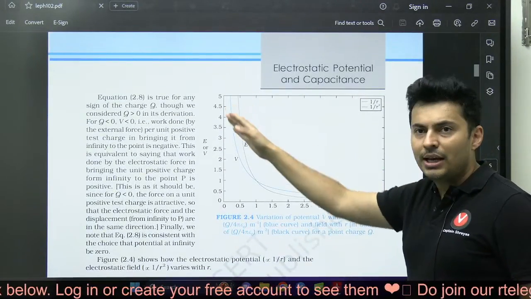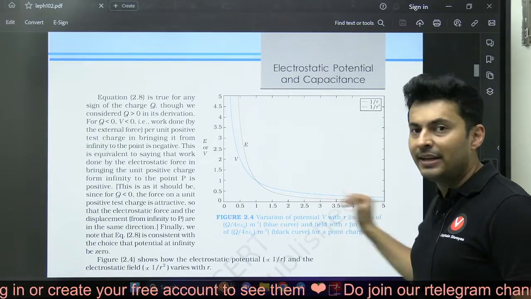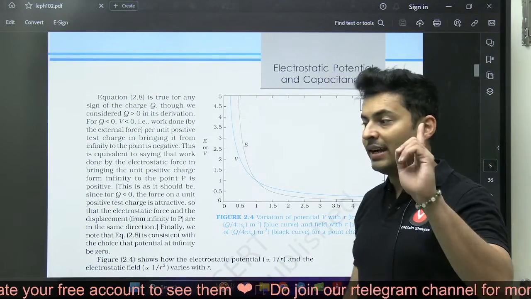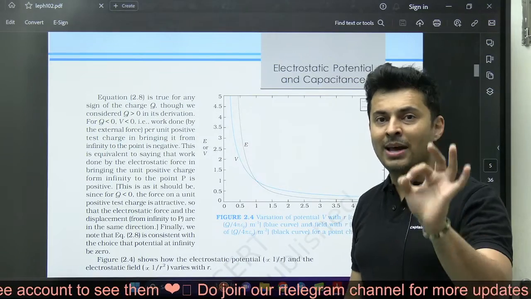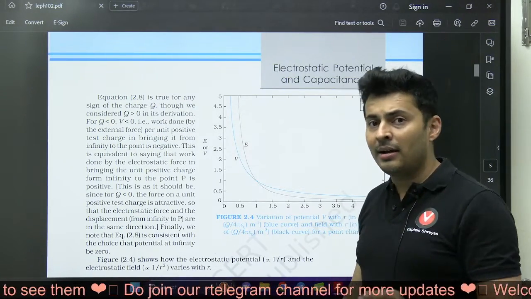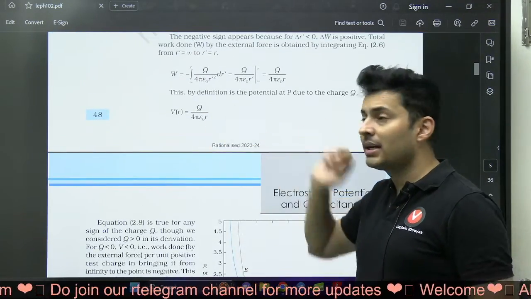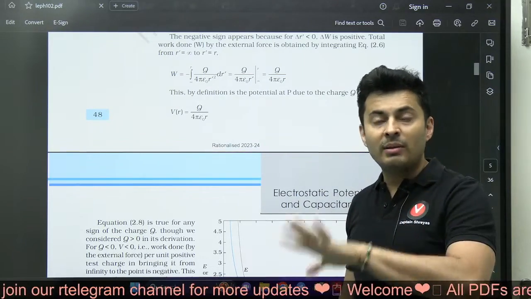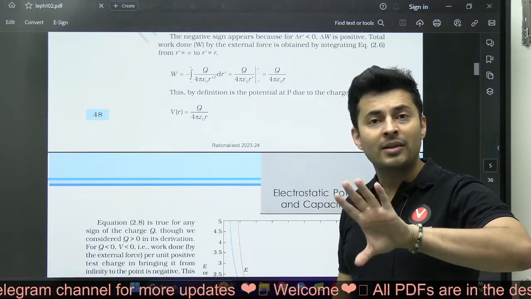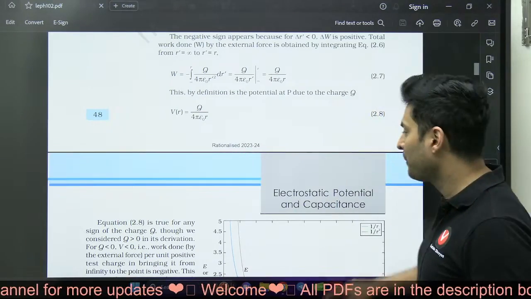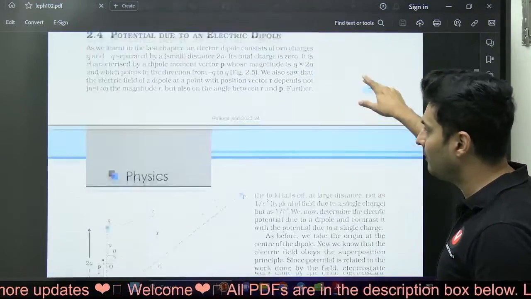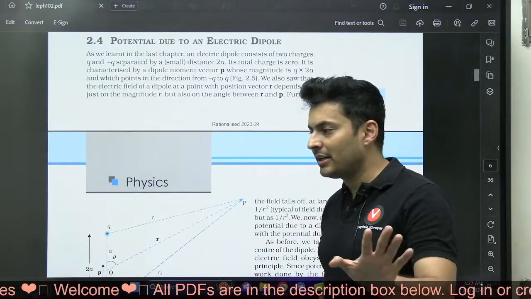You can see the variation of potential graph and field graph due to a point charge is given. We had discussed whether it is hyperbola, parabola, etc. When it is 1 by r, which is right over here, it is a hyperbola. When it is 1 by r square, it is just a random curve. It is not a parabola or a hyperbola. Okay, I mentioned this in the graphical part session. Just check that out in case you haven't.